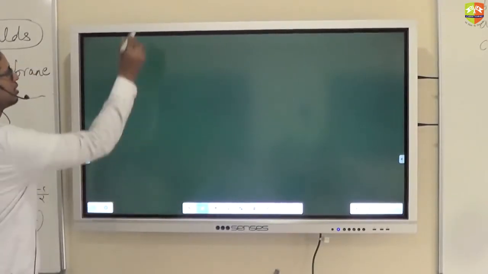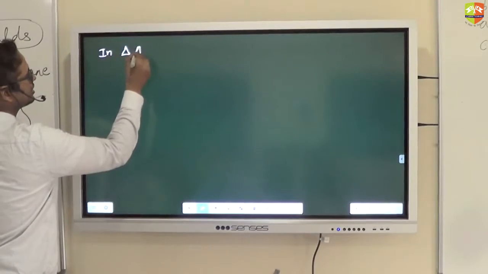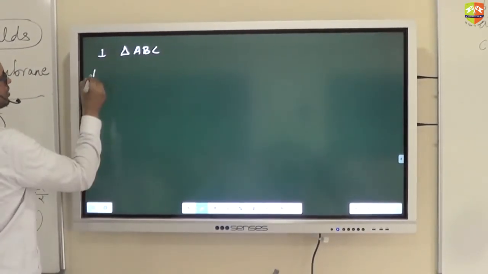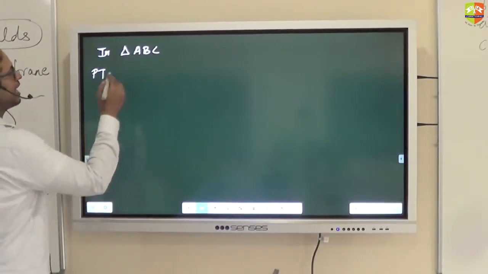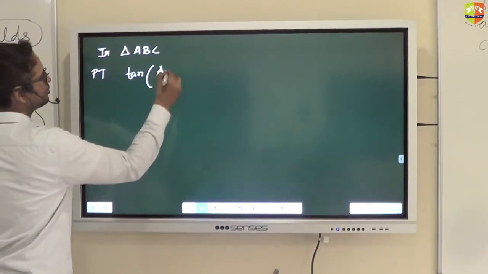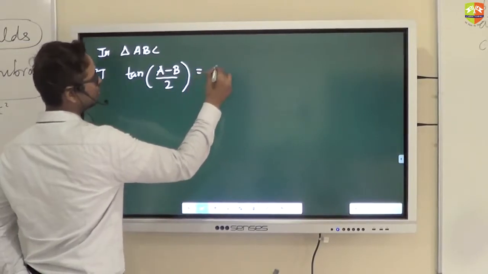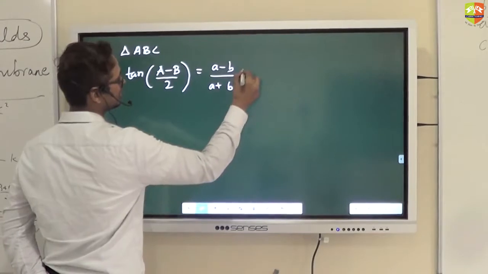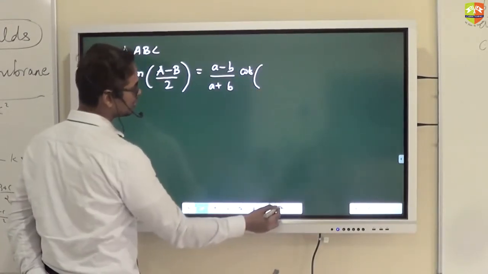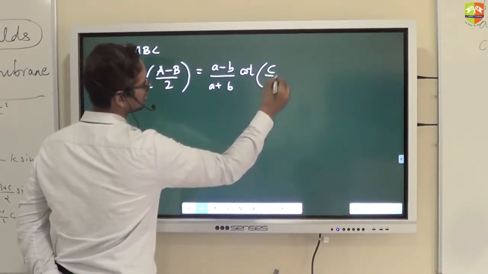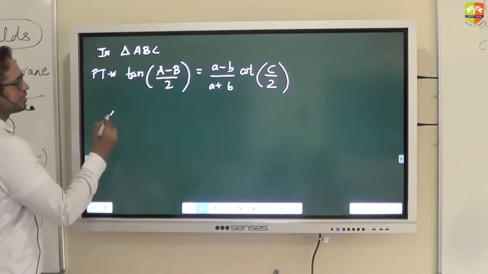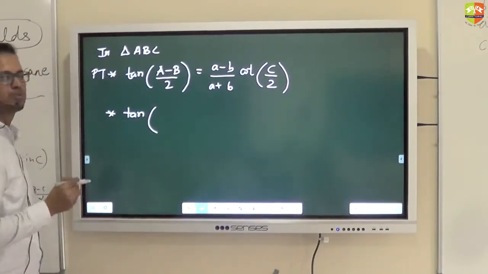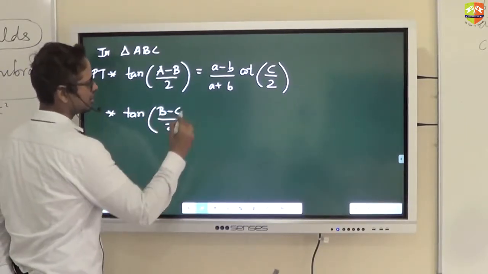Next. In a triangle ABC, prove that tan A minus B by 2 is equal to A minus B by A plus B cot C by 2. Sir, isn't this like one result that was C by 2? Yes, they just prove one of them, but I'm giving you all the three here. So can we assume it to be equal? No, prove in general.